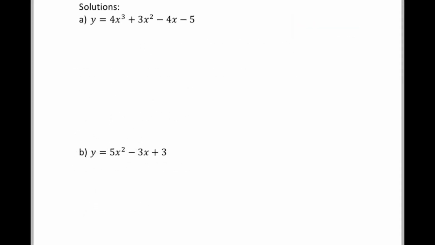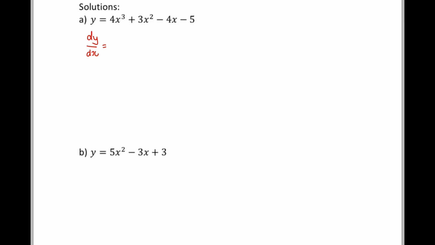Okay, so let us look at the very first question. The question is y equals 4x cubed plus 3x squared minus 4x minus 5. We need to find the differentiation for this question. So first we have dy/dx. We always write dy/dx to indicate the differentiation of the equation.